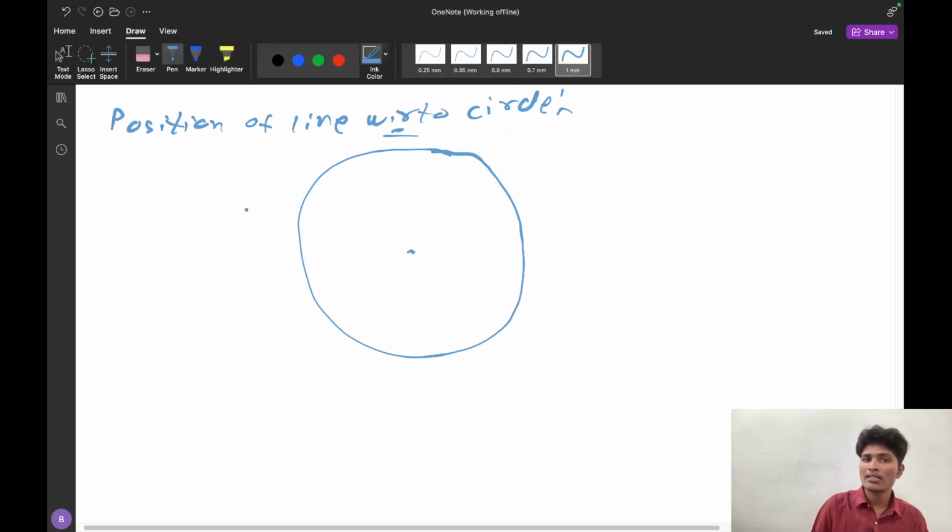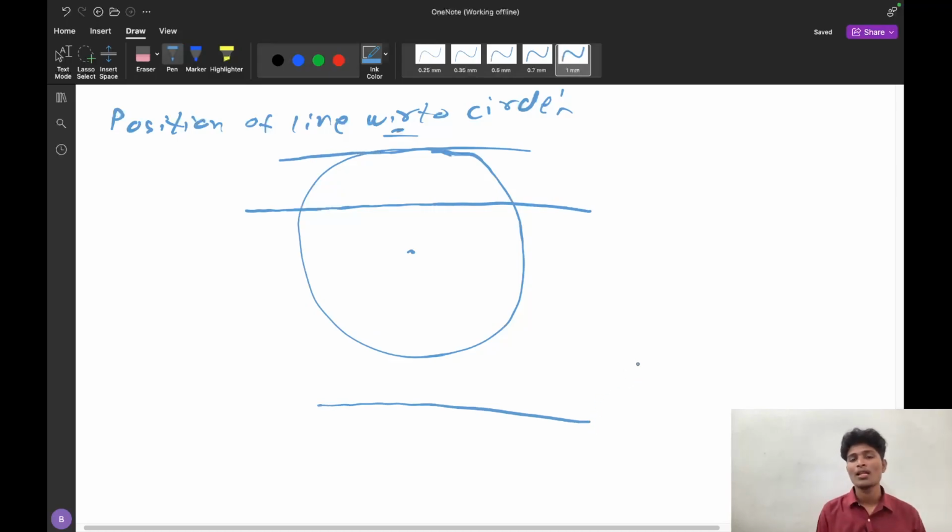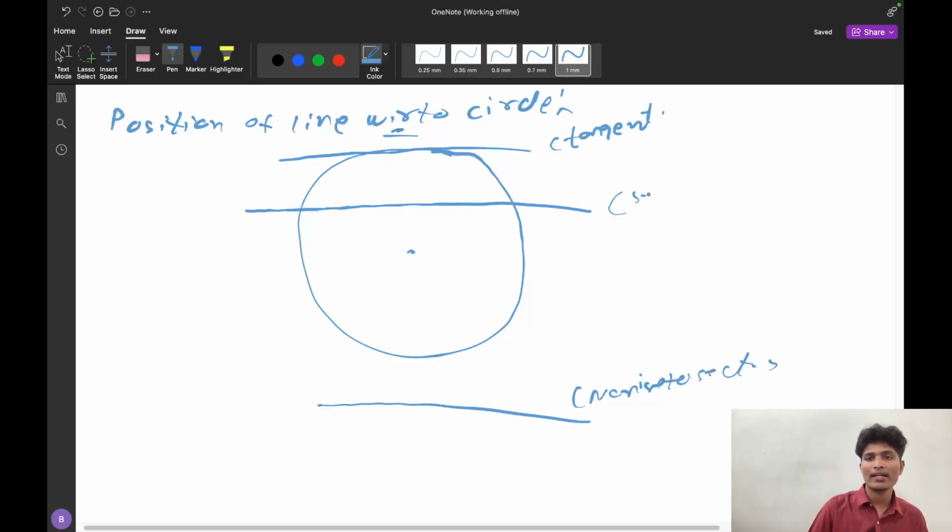There are 3 possibilities. The line can intersect the circle, the line can just touch the circle, or the line does not intersect the circle. So what is the main thing you have to understand? The position of a line with respect to a circle can be of 3 types. It can be just touching, which is called a tangent. It can be non-intersecting. Or it is a secant, that is, an intersecting line. So there are three possibilities.